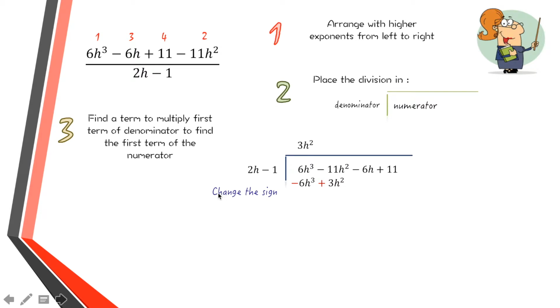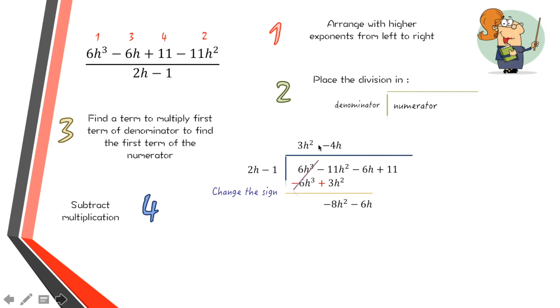So we have to change the sign because it's a rule that positive times positive is positive, so we change to negative, and negative times positive is negative, so we change to positive. The first step will be to make a subtraction, and here the 6 gives me 0, and minus 11h squared plus 3h squared gives me minus 8h squared, and we write the minus 6h.